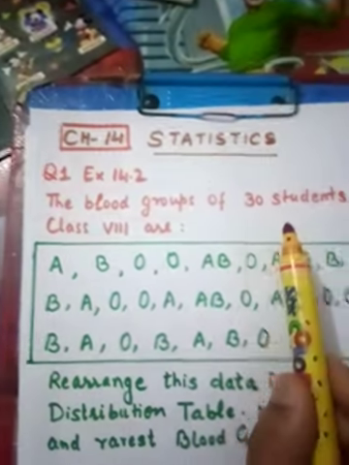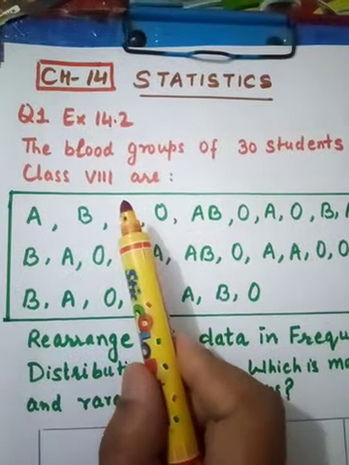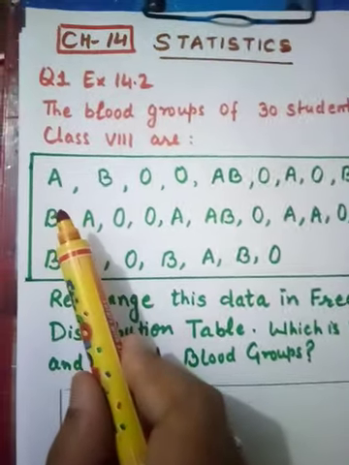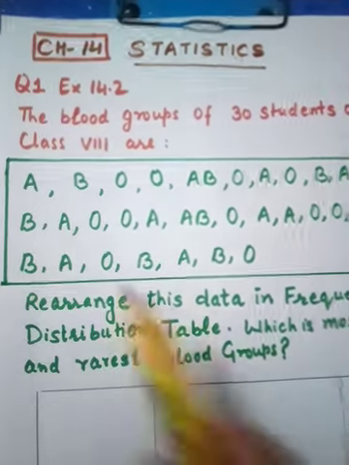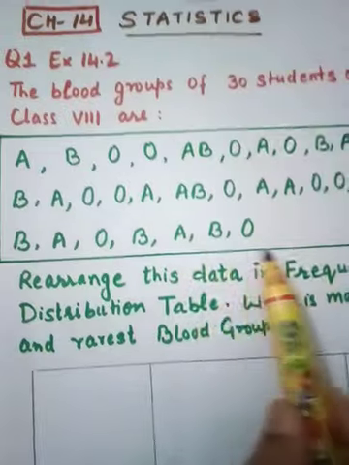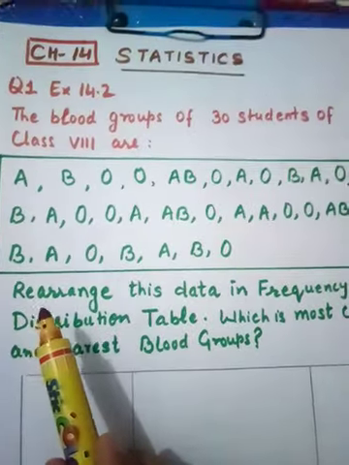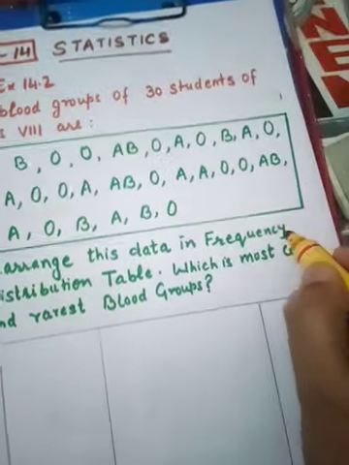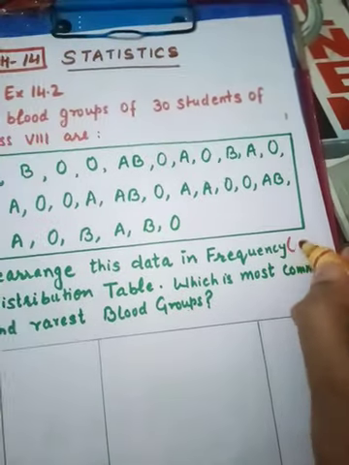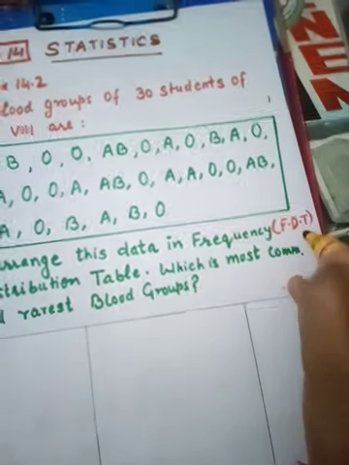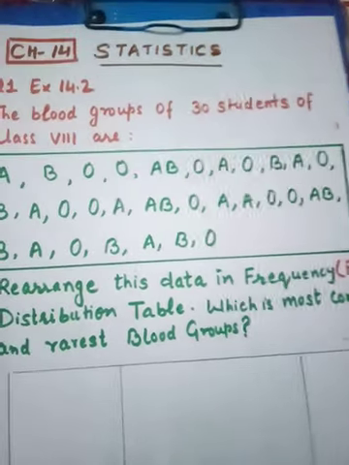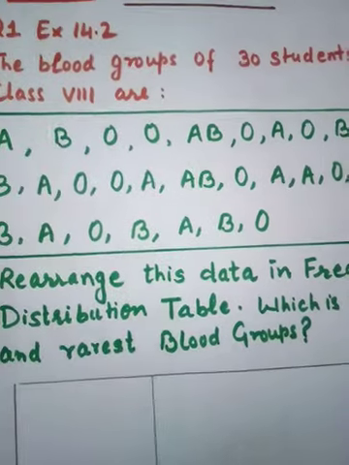The blood group of 30 students of class 8 are given. You know very well, being a science student, that there are four kinds of blood group: A, B, O and AB, and all these blood groups are given over here. What we need to do is rearrange this data in a frequency distribution table, FDT, using tally marks. Which is the most common blood group and which is the rarest blood group?